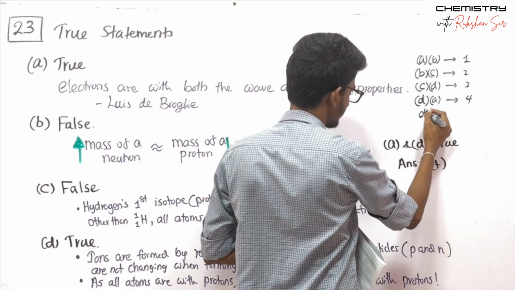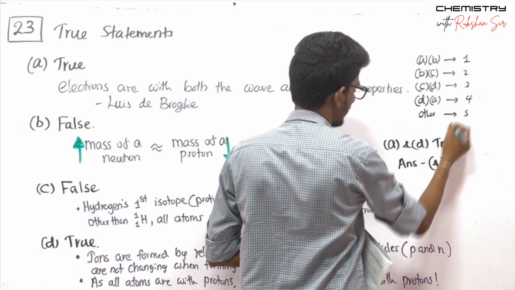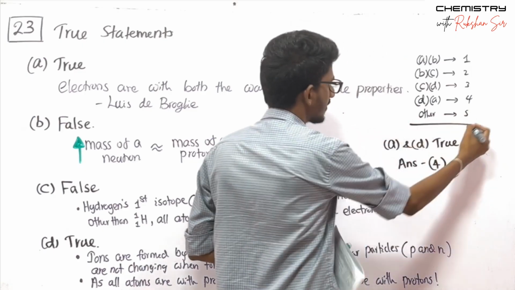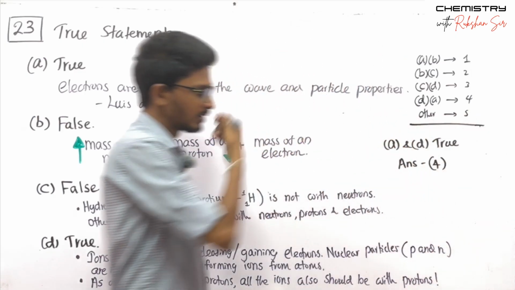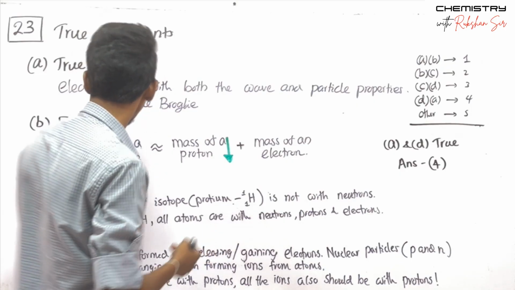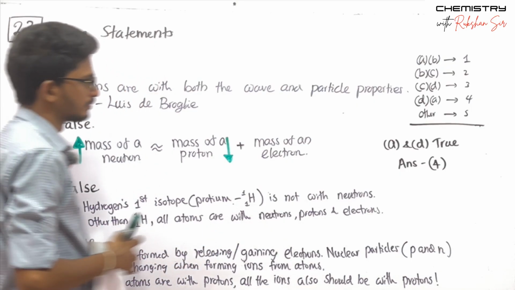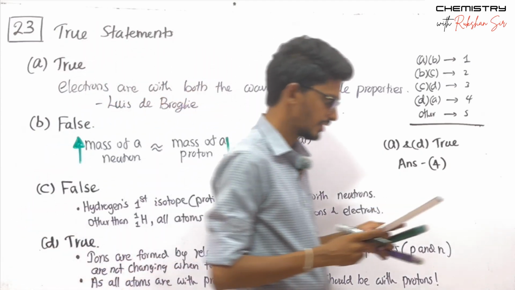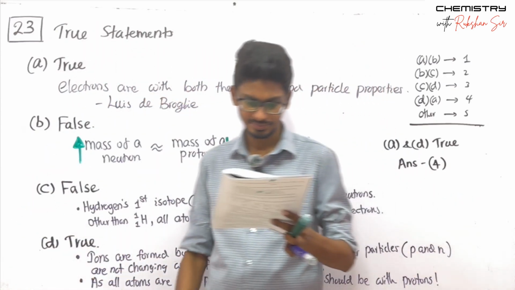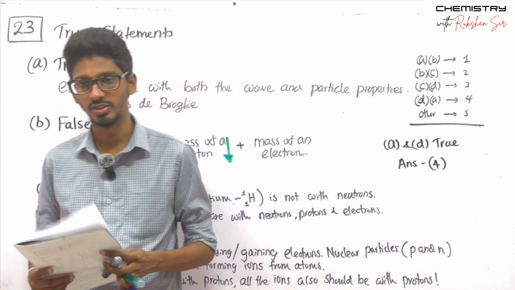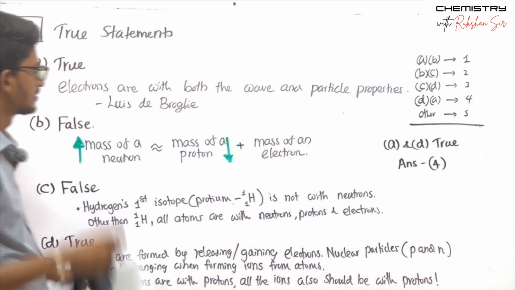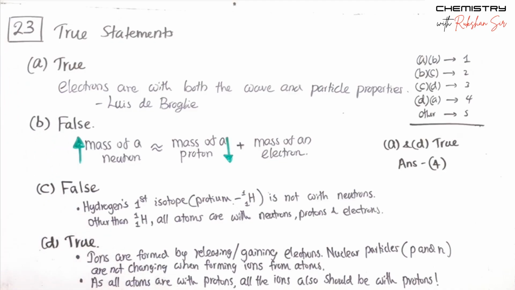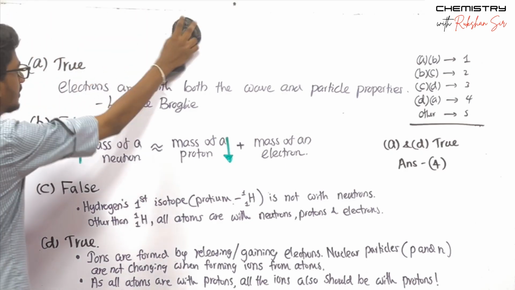Any other means 5. That is how we are supposed to answer ABCD questions, right? As A and D are true here, we have to come up with answer number 4, right? That is the review for question number 23 on page number 18 in your Book 1, right? Okay, let's come up with question number 24.